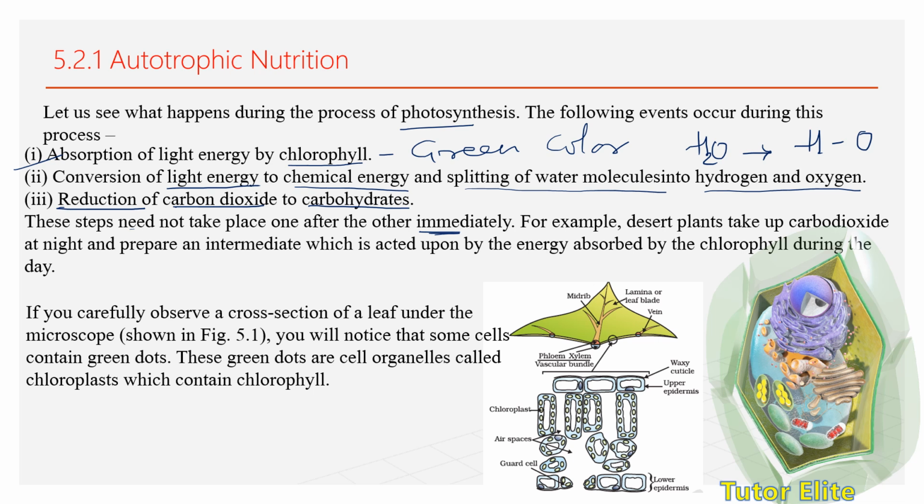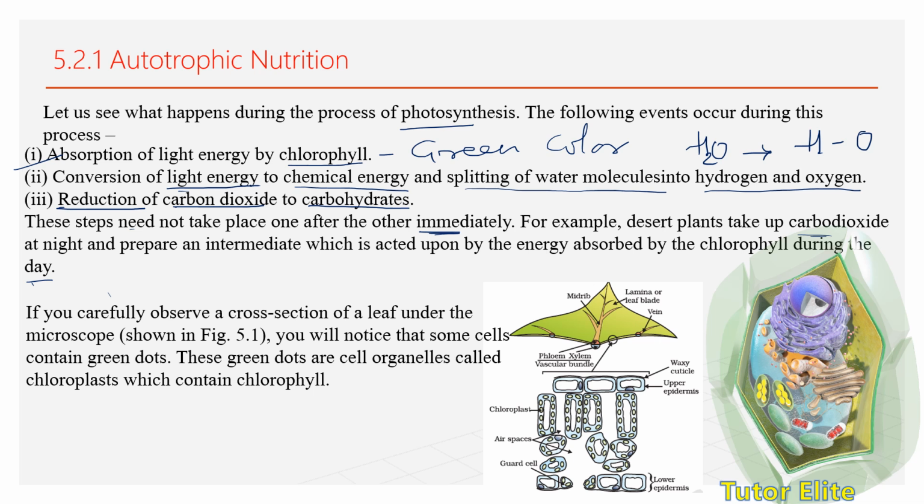For example, desert plants take up carbon dioxide at night. You have heard that at night, please don't go near the trees or plants. Our ancestors used to say, and now also our parents say, don't go and disturb the plants, because they exert carbon dioxide at night, which is harmful for humans. They prepare an intermediate which is acted upon by the energy absorbed by the chlorophyll during the day. Why during the day? Because of the presence of sunlight.